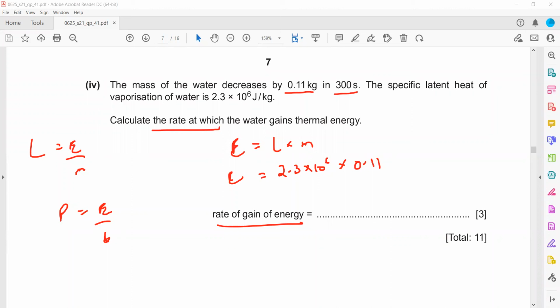So after finding the energy, we will divide by time to get the power. So 0.11 multiplied by 2.3 times 10 to the power 6 will give us 2.53 times 10 to the power 5 joules. And then 2.53 times 10 to the power 5 divided by the time, which is 300. So that will be 843 watts. That's the power.